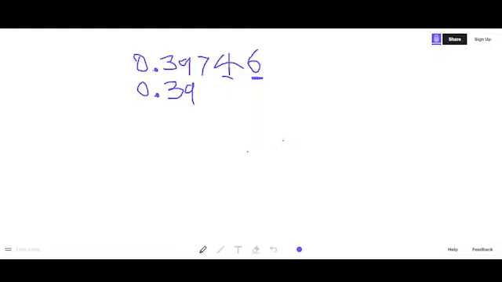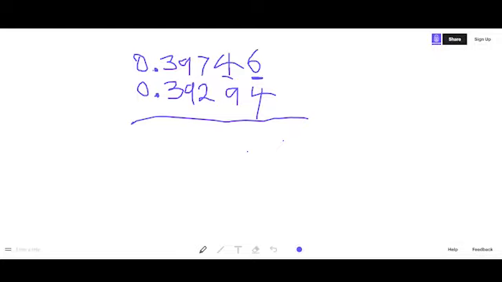So this is 39294. So how many pips is this? The movement of price here, how many pips is it? Let's look at it.